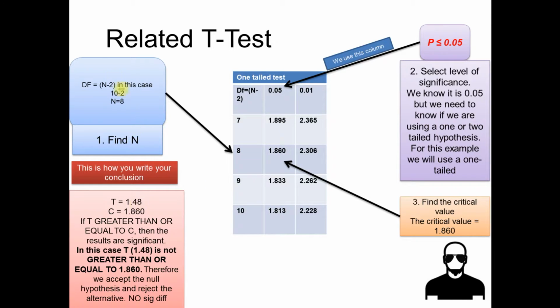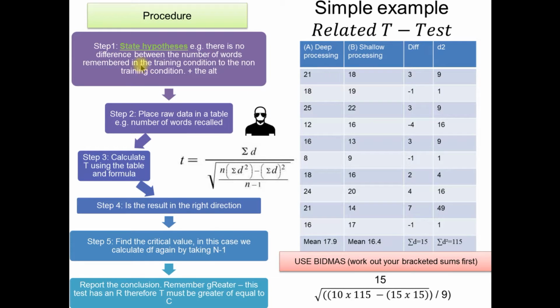Is our t-value greater than our critical value? Is 1.48 or 1.44 greater than 1.860? You can see that it is not. Therefore, we accept the null and reject the alternative hypothesis, suggesting that there is no significant difference between the number of words correctly recalled after deep processing compared to the number of words correctly recalled after shallow processing. Boom.